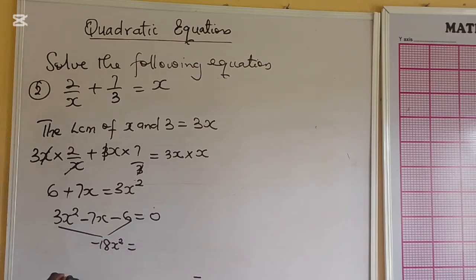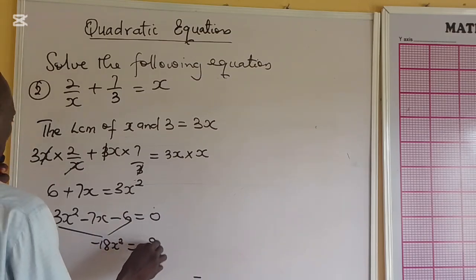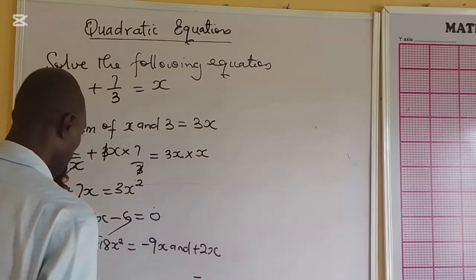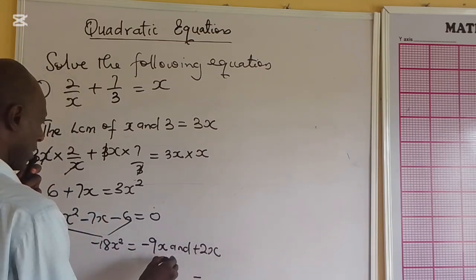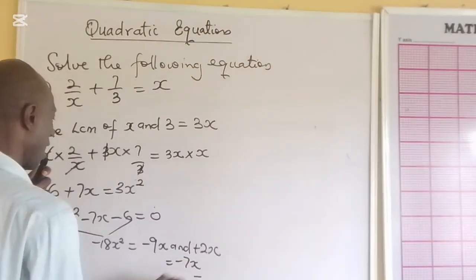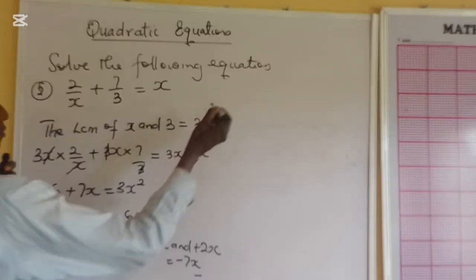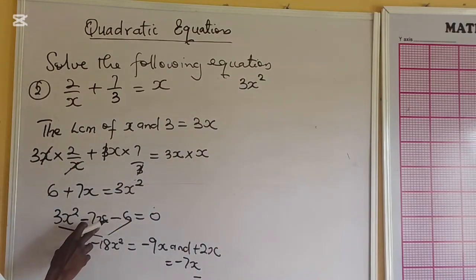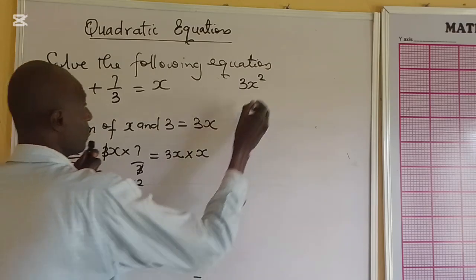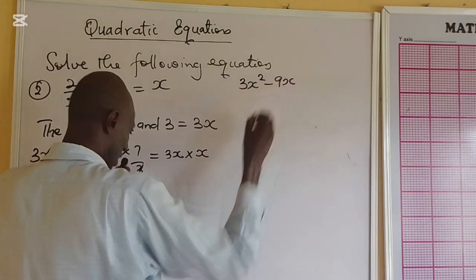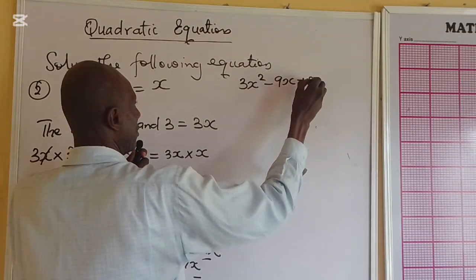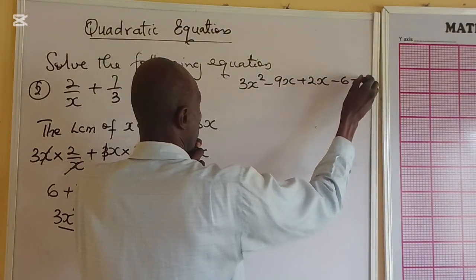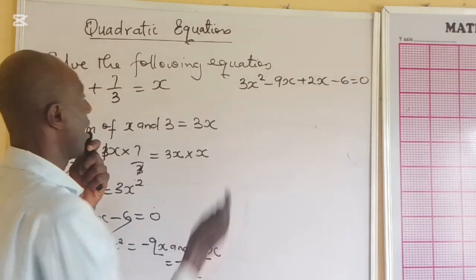So when you multiply these two things, it gives minus 18x squared. The two values multiplied will give you minus 18x squared: minus 9x and plus 2x. So minus 9x plus 2x is equal to minus 7x. So we get the value here. Therefore 3x raised to the power of 2, in place of this, I'm taking these two values, which are minus 9x, then plus 2x, minus 6 is equal to 0.